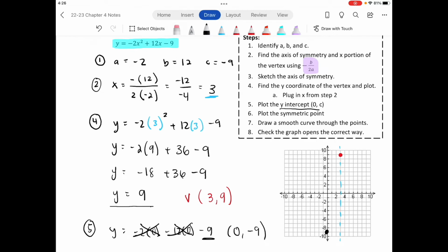Now step number 6, we're going to plot the symmetric point. We're going to need to go 3 spaces in the opposite direction, and then we're going to connect these points with a nice smooth curve, the best that we can, even though they're kind of far away from each other. And here is the graph of our quadratic in standard form.